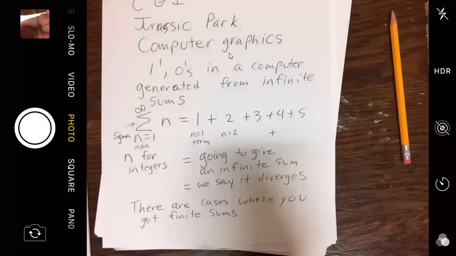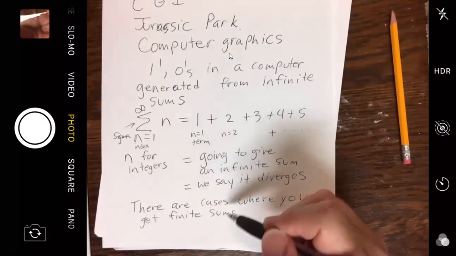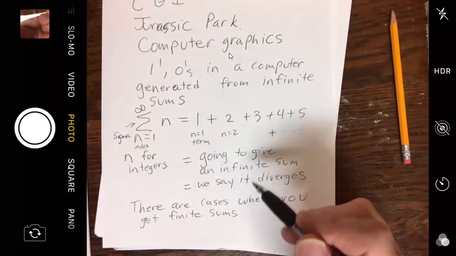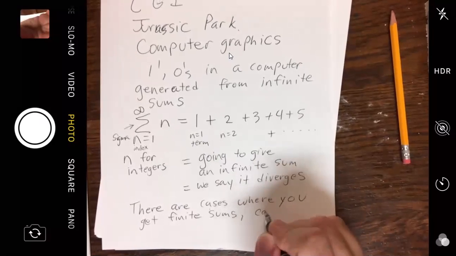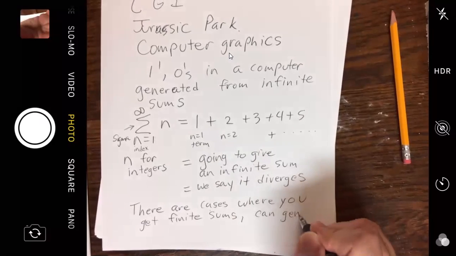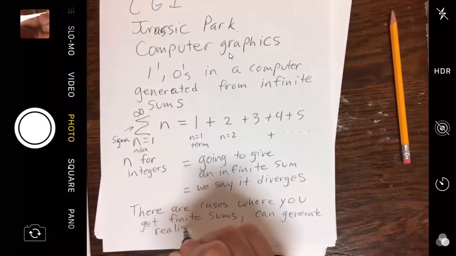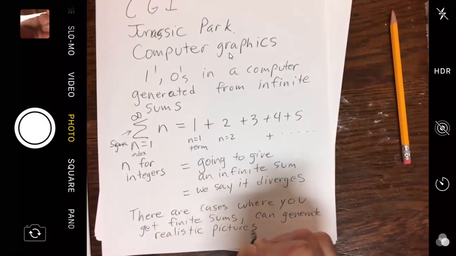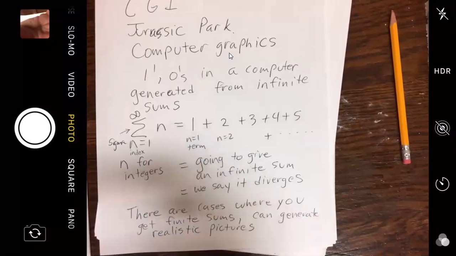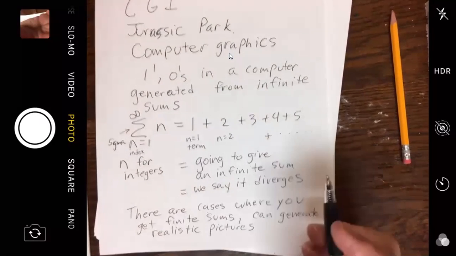And they figured out, it actually started in the 80s, that you can draw a picture based on how these sums go. You can generate realistic pictures in a computer and eventually project them onto a screen and eventually make movies from them.